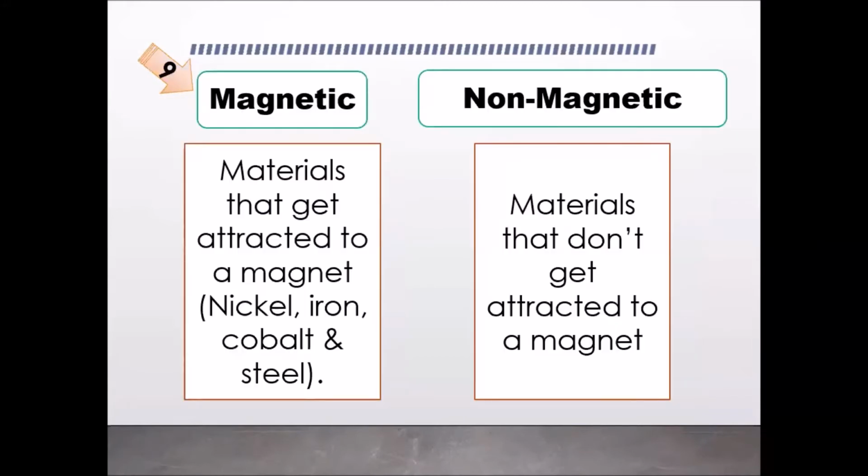Okay? The ninth property is magnetic and non-magnetic, and we finished it in the lesson of forces, and we are repeating it here. The magnetic materials are the materials that are attracted to the magnet, that will stick to the magnet, like the nickel, the iron, the cobalt, and the steel. Those are the materials attracted to the magnet. The non-magnetic materials are the materials that are not attracted to the magnet, other than those.